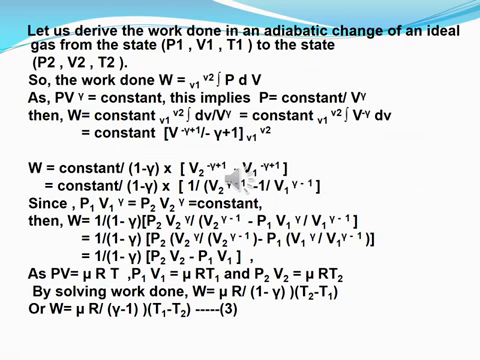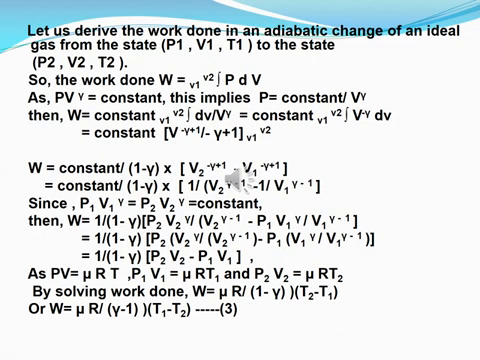Then W is equal to 1 by 1 minus gamma into P2 V2 raised to gamma by V2 raised to gamma minus 1 minus P1 V1 raised to gamma by V1 raised to gamma minus 1. Here we have substituted the constant values. First one P2 V2 raised to gamma and second one P1 V1 raised to gamma in the corresponding part of the above expression.